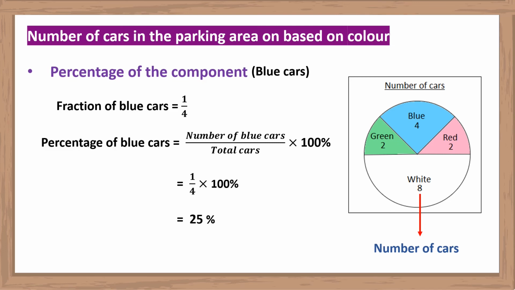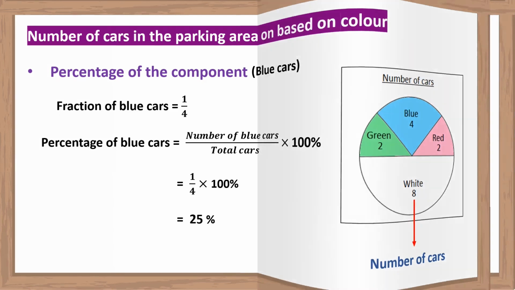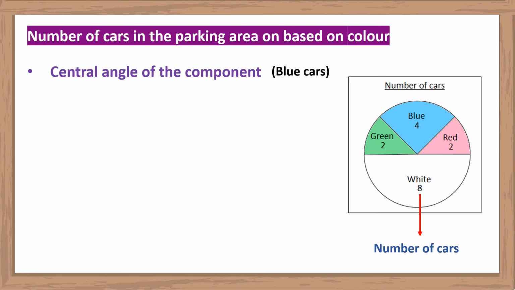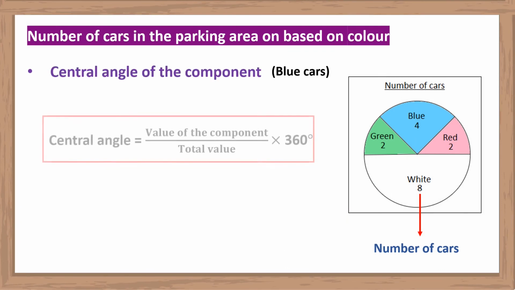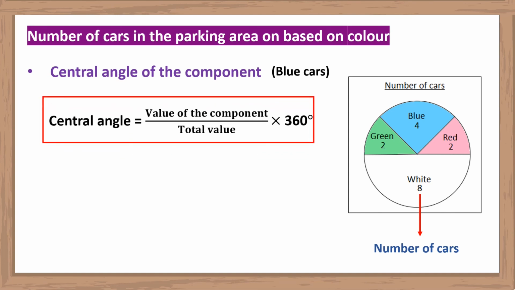Next, let's find the central angle of blue cars. We know the formula to calculate the central angle, that is, the component's value by total value, into 360 degrees. Here, the value of blue cars is 4, divided by the total value of 16, into 360 degrees, which is equal to 90 degrees.